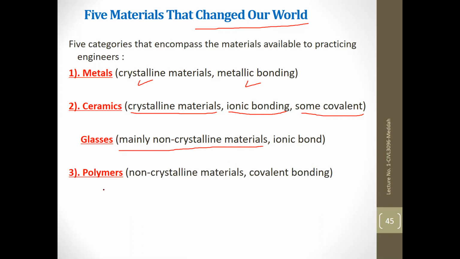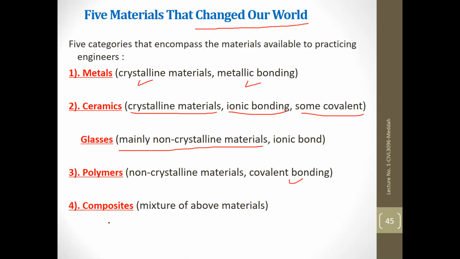The third category of materials is polymers. So polymers are, you can see, different from metals and ceramics. They are non-crystalline materials, so they have an amorphous structure. And mostly they are bonded with covalent bonding.